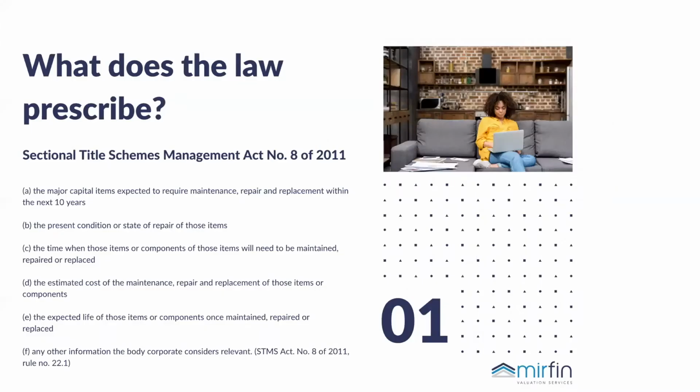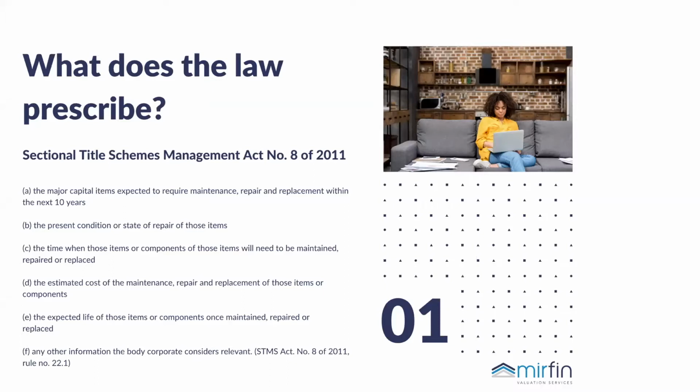So we're talking today about how to update your 10-year maintenance plan. Obviously, the Sectional Title Schemes Management Act, which we all know came into being in 2016, prescribes that a body corporate must have a maintenance, repair, and replacement plan. And if you look at the Management Act, you'll note that there are 6 specific requirements that the Act stipulates that need to happen. We're going to have a quick look at that.